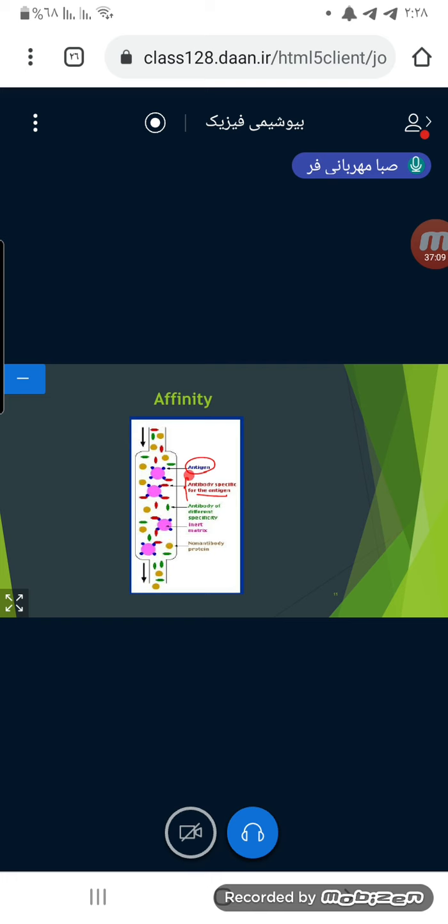So the antigen that we are looking for will be attracted by its antibody, and the others will come out. The other molecules will come out, and the molecules that we want to separate will be trapped in the column of the chromatography. Was it clear? Do you understand affinity chromatography? Please download this file for yourself. You can download it.